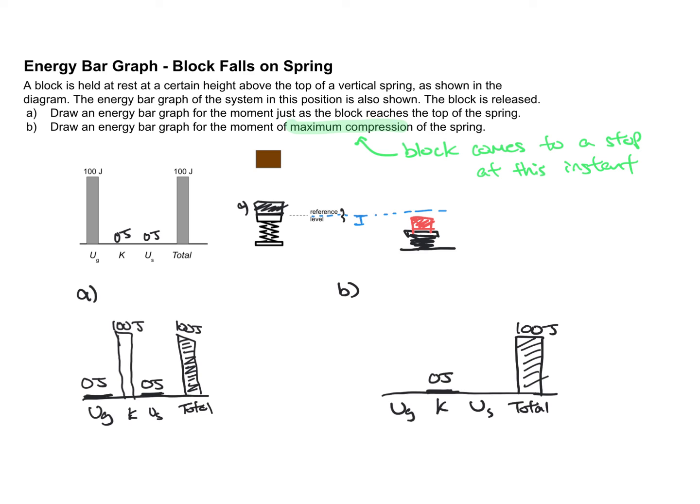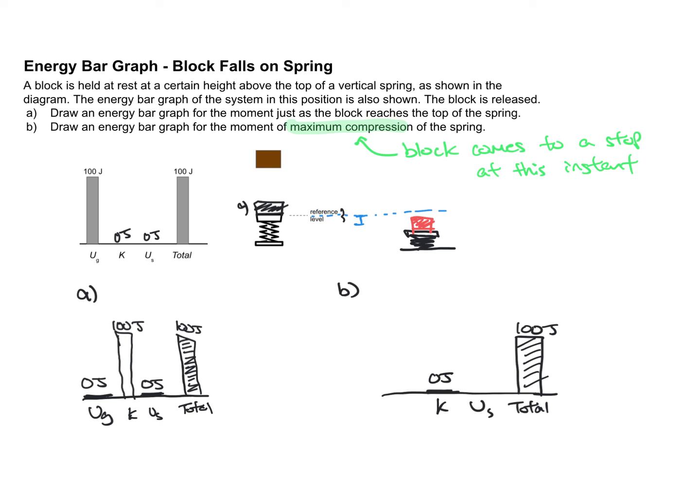Okay, so now the other two bars, the two potential energies, have to add up to 100. It doesn't really say much about the mass or the spring constant or anything like that, so I can kind of make up two numbers that add up to 100 joules. However, one of them has to be negative. The gravitational potential energy is actually going to be negative because of where the reference level was set.